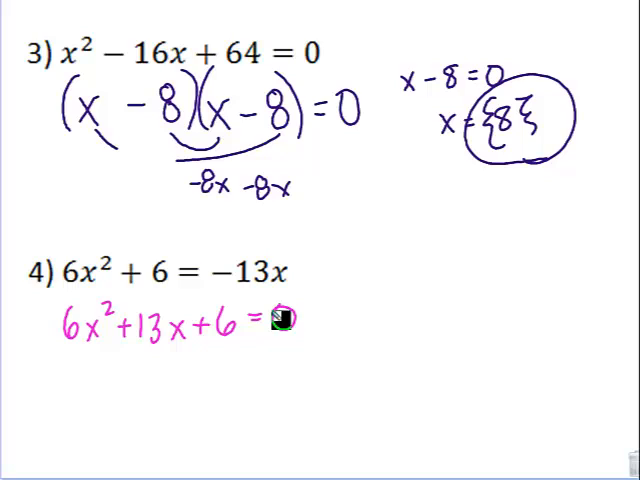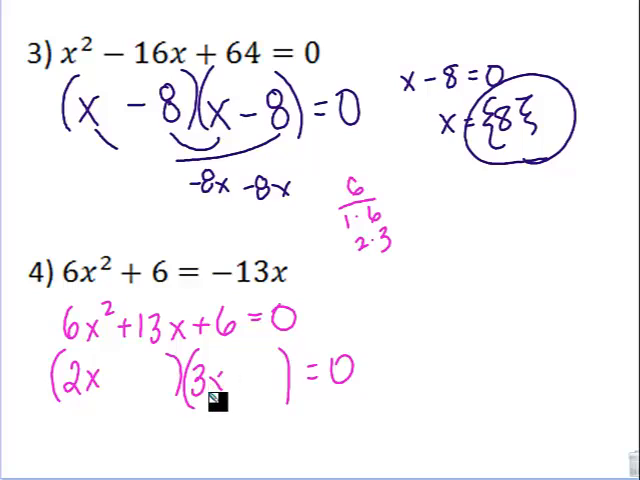Now that it's equal to 0, we can factor. So we can split this up into our two parentheses. Our first and our last terms here are both 6, so we want to think of the factors of 6. And the factors of 6 are 1 times 6 or 2 times 3. Now, which set of those factors would be the most logical to give us an outside and an inside of 13? 2 and 3 are.